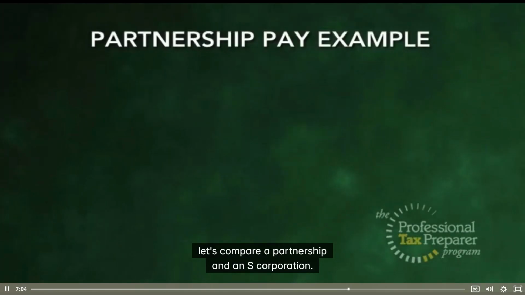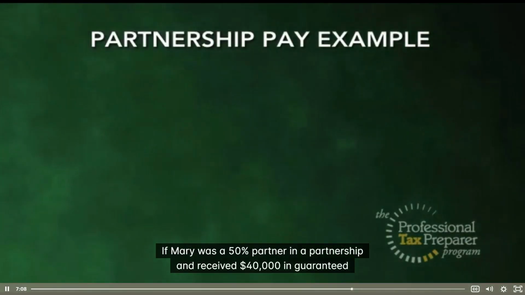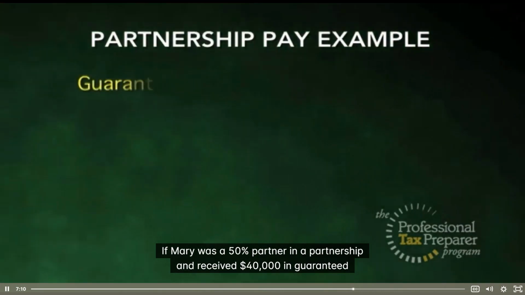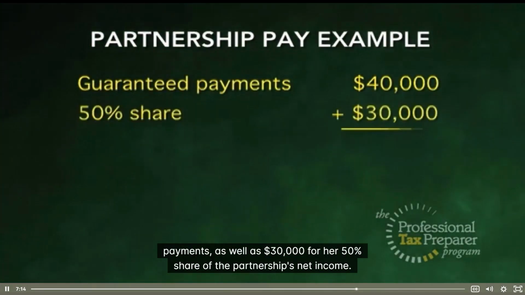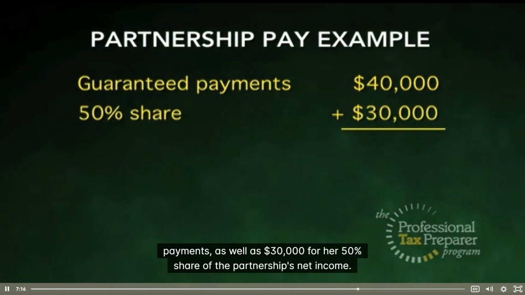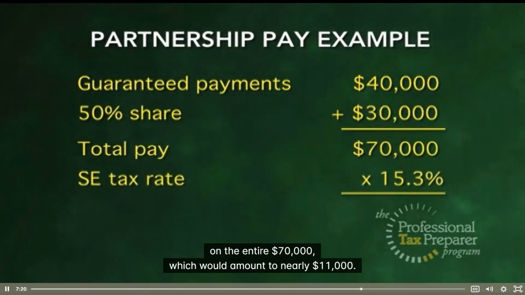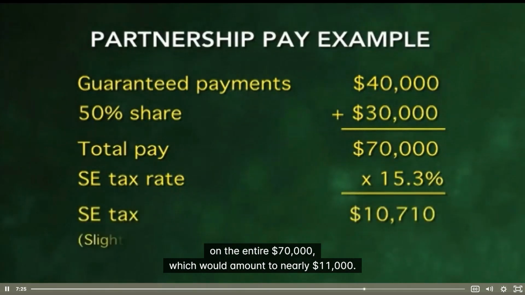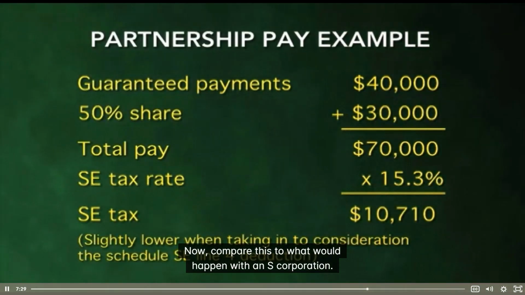To better understand this concept, let's compare a partnership and an S corporation. If Mary was a 50% partner in a partnership and received $40,000 in guaranteed payments, as well as $30,000 for her 50% share of the partnership's net income, she would pay self-employment tax on the entire $70,000, which would amount to nearly $11,000. Now, compare this to what would happen with an S corporation.